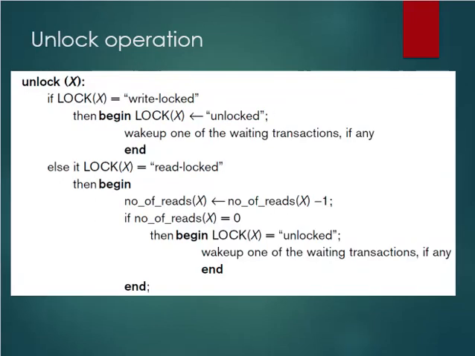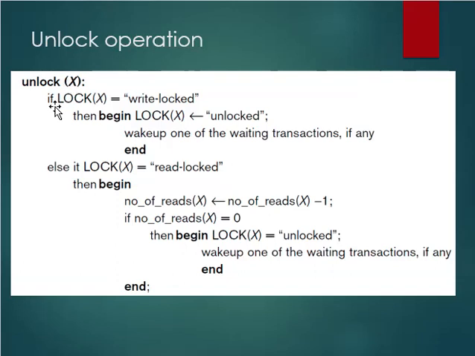And the third operation is the unlock operation. A transaction does the unlock operation if the data item is currently held by write lock or read lock. So two possibilities are there. If it is holding a write lock on that data item, it has to firstly change the value of lock to unlocked. If the transaction completed its operation on x, it has to call unlock x.